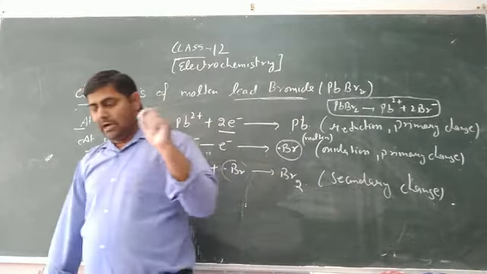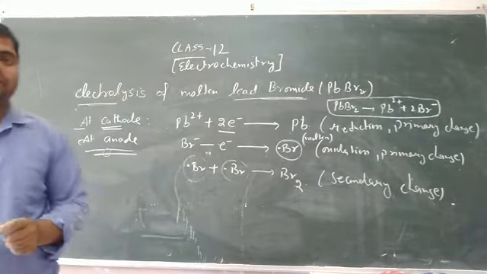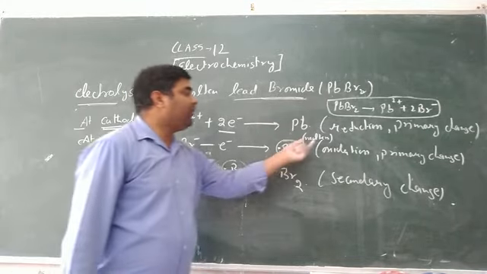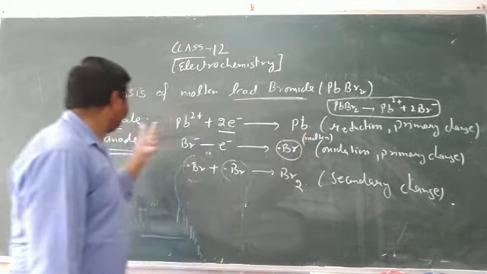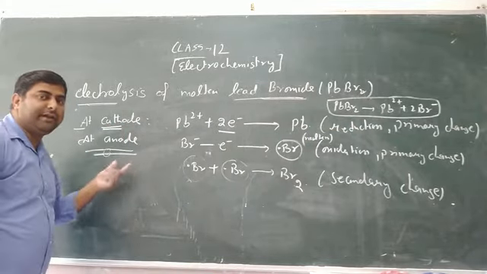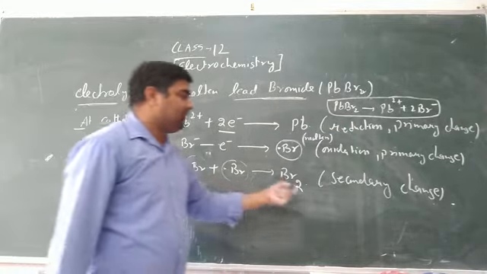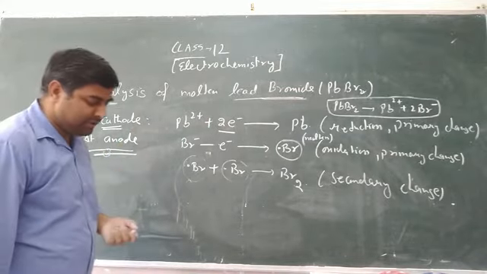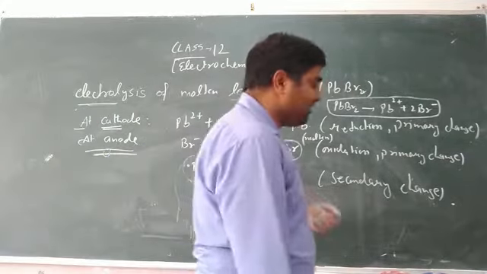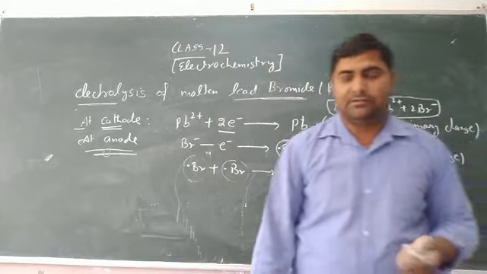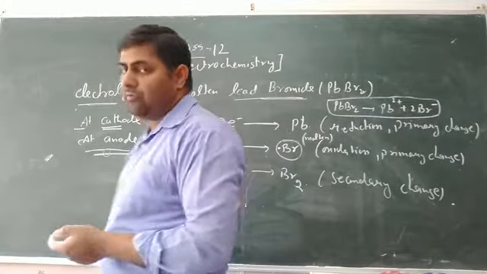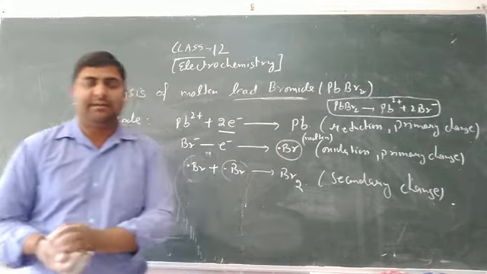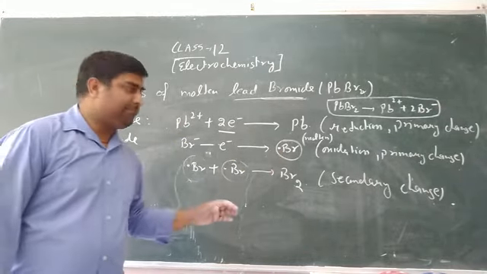It means during the electrolysis of molten lead bromide, we get molten lead at cathode and we get bromine gas at anode. So cathode gives molten lead, anode gives bromine gas. So this is the concept of primary and secondary changes. Let us discuss another example.